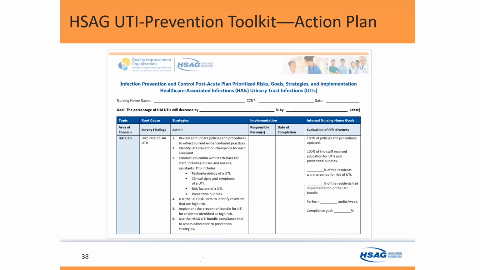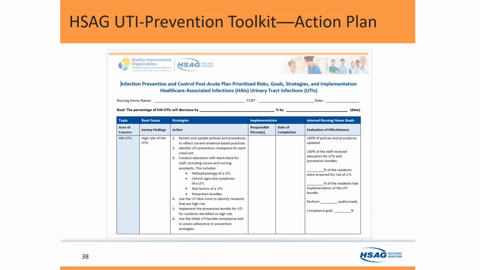You can take our tools and use those to provide the education. Responsible person, data completion, and we really want a goal of 100% of the staff being educated for the UTIs and the prevention bundles. The next action would be to use the UTI risk form to identify residents that are at high risk, followed by implementing the prevention bundle for UTIs for the residents identified as high risk as well, and then use the UTI bundle compliance tool to assess adherence to prevention strategies. Most likely, this is going to be nursing staff as well as IP, and data completion really should be ongoing.